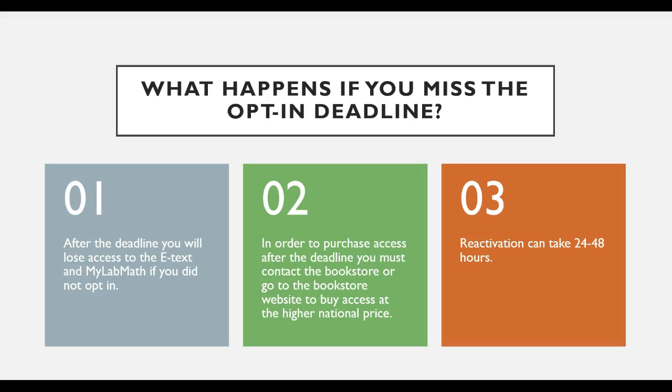If you miss the opt-in deadline or you opted out, after the opt-in deadline is over, you're going to lose the free access to the e-text and MyLab Math. If you decide that you want to regain this access, you're going to have to purchase directly from the bookstore, either by going to the bookstore or going to their website and purchasing it at the higher national price. The higher price is about $30 more than what was shown on the opt-in screens. Keep in mind, reactivation of your access can take 24 to 48 hours, so be careful if you have a test that's coming up or homework that's due.